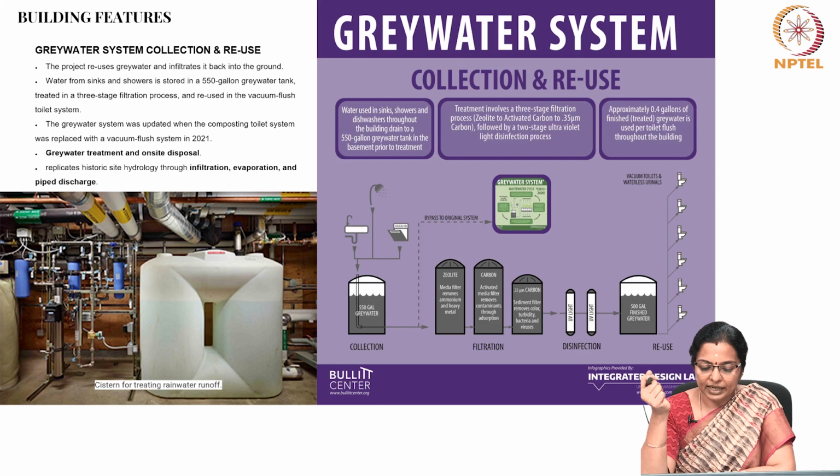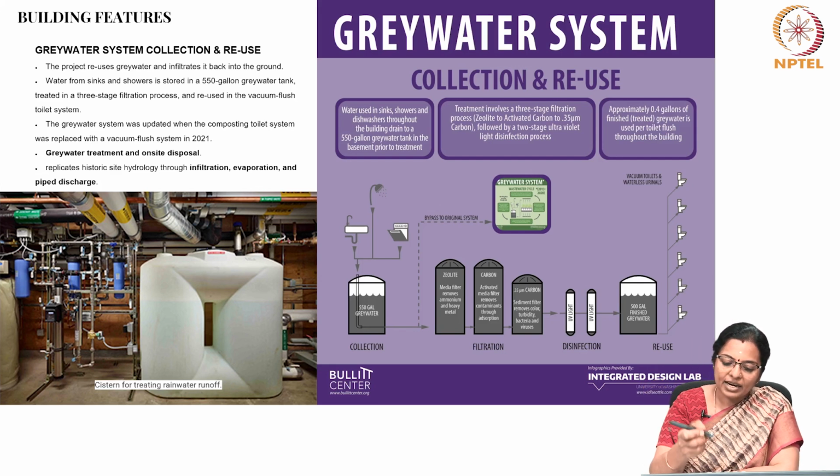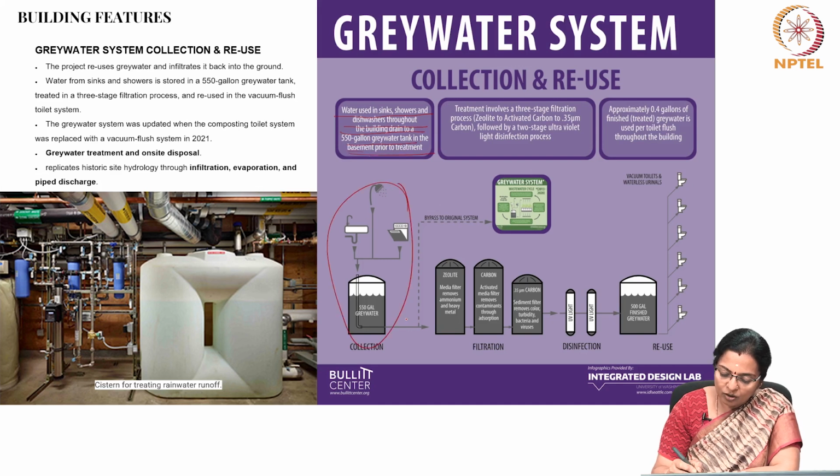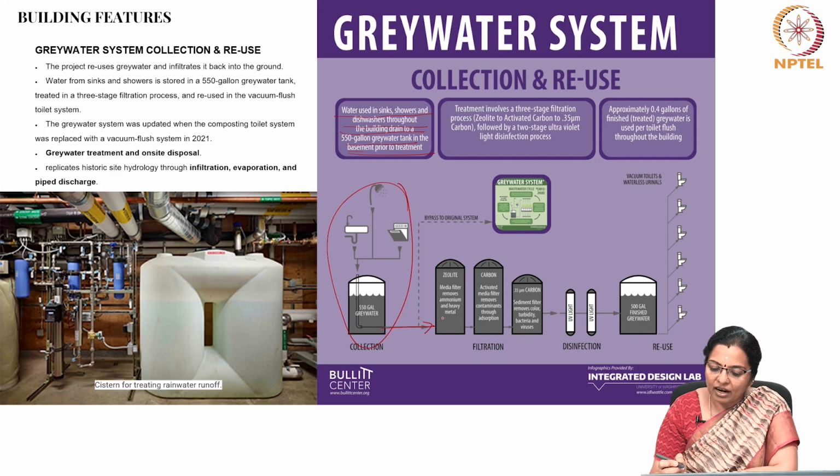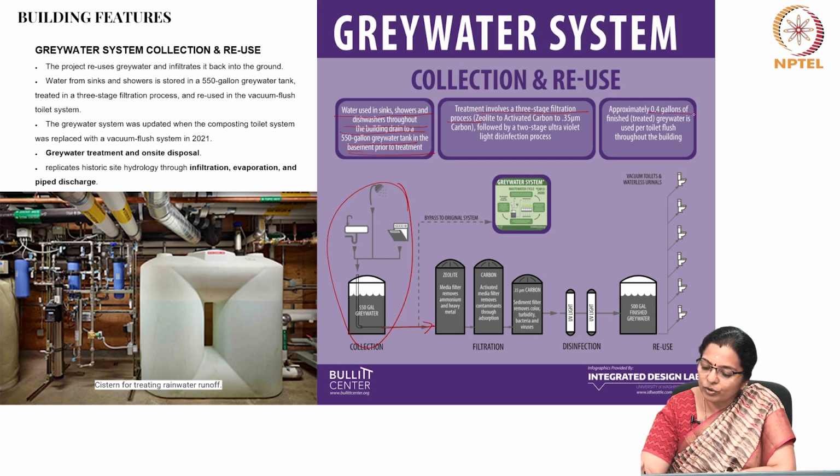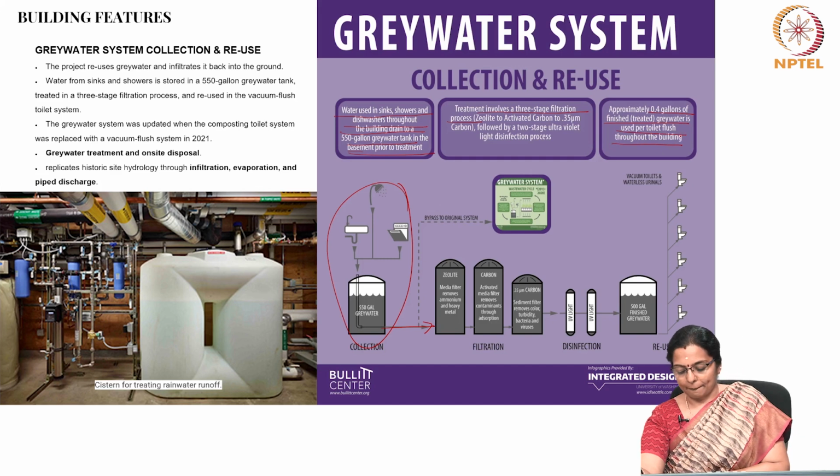So, water is collected and reused. Water used in sinks, showers and dishwashers throughout the building is drained into a grey water tank in the basement. This water undergoes treatment, which involves a 3-stage filtration process, and the treated grey water, approximately 0.4 gallons, is used for toilet flush throughout the building.